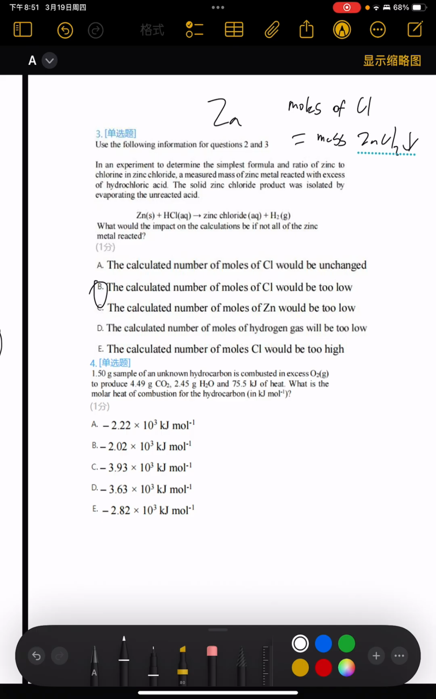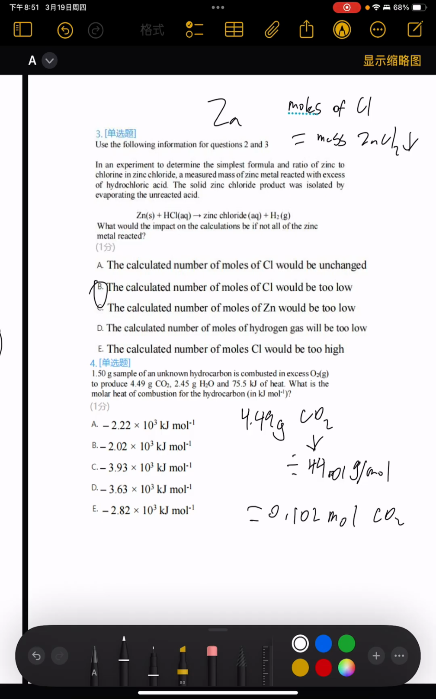And moving on to question 4. Here it tells you that there is 4.49 grams of CO2. For these questions, we can calculate the molar mass of CO2, which is 44.01 grams per mole. And for any of these calculations, you have to convert to moles. So you divide by this value to get the moles, which is equal to 0.102 moles of CO2.